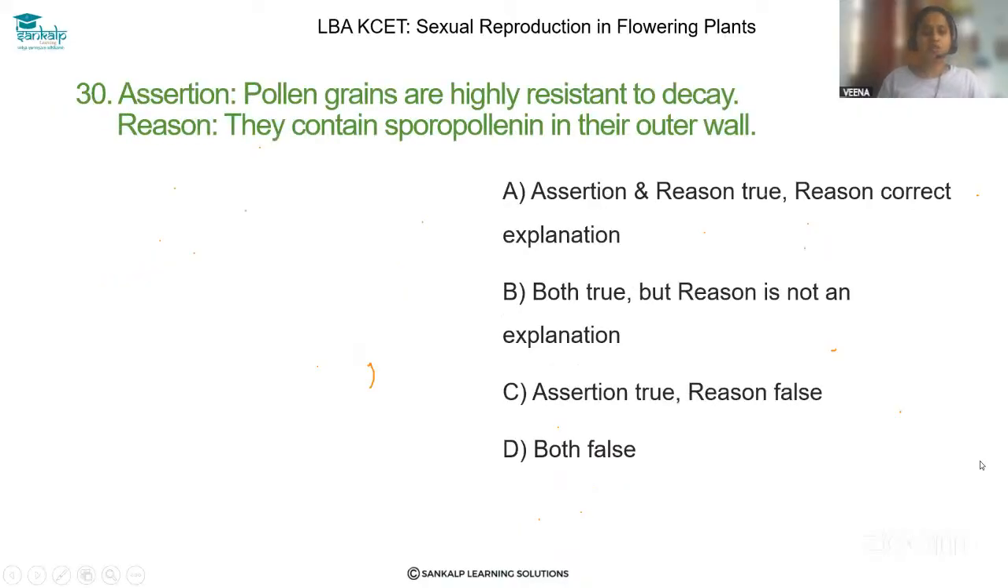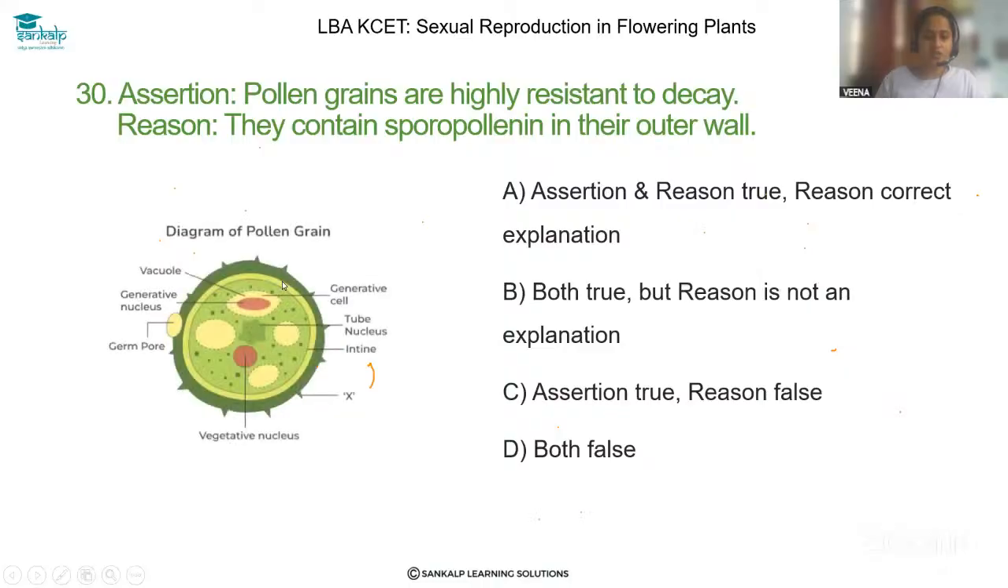Let's solve question 30. Assertion: pollen grains are highly resistant to decay. Reason: they contain sporopollenin in their outer wall. Dear children, already we have discussed the structure of pollen grain, right? So pollen grains are highly resistant to decay because it has the outer layer.